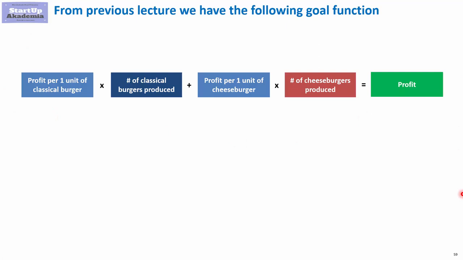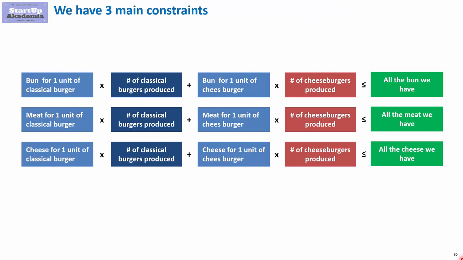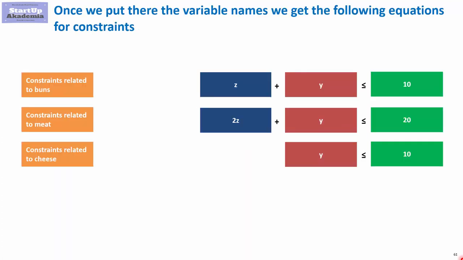After we have to work on that to show it using mathematical language, it looks like this. So 2z plus 3y is our profit, and obviously we want to maximize it. When it comes to the main constraints, we said that we have 3 main constraints. First one was related to the usage of bun, the second one was related to the usage of meat, and the third one was related to the usage of cheese. Once we put the variables names, we got the following equations.